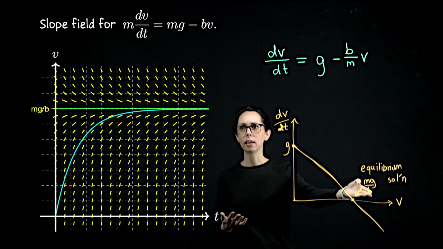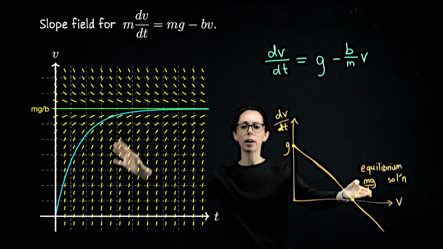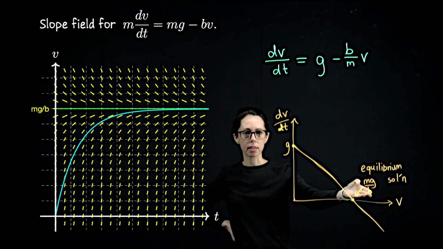Now, realistically, you might open your parachute or you might hit Earth or something like that, but just imagine you could fall forever. Over time, you would be approaching this number.